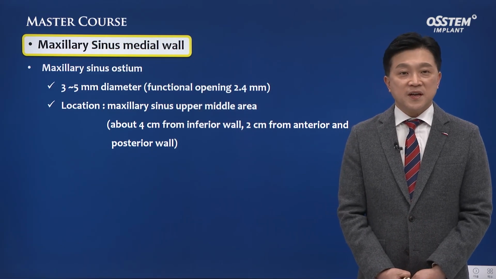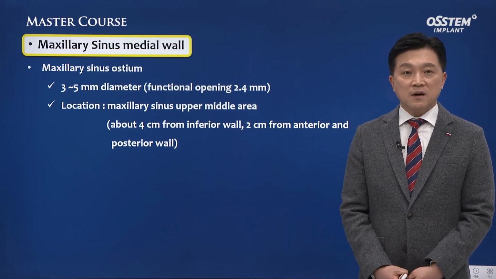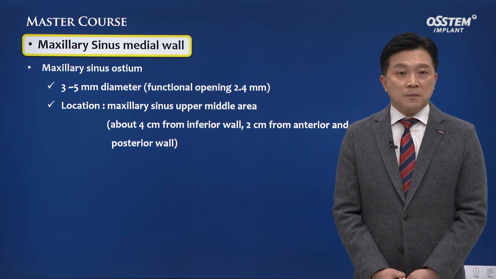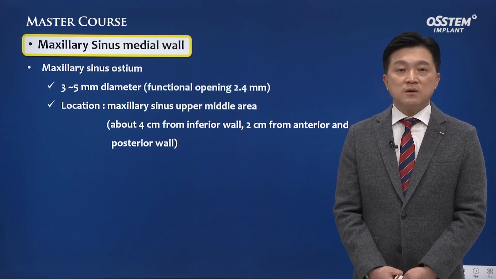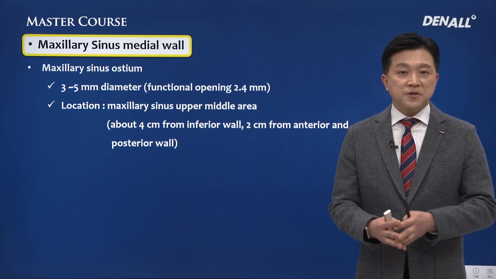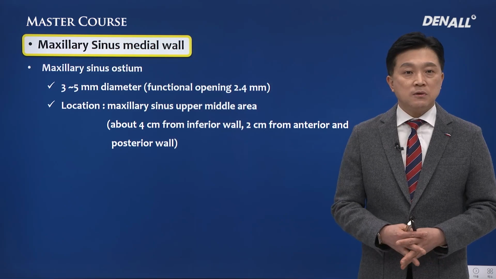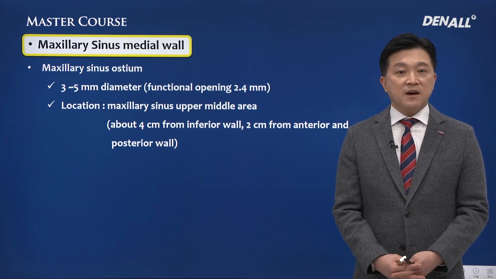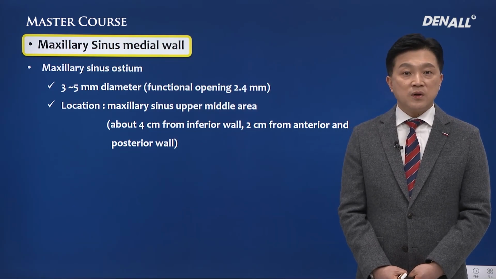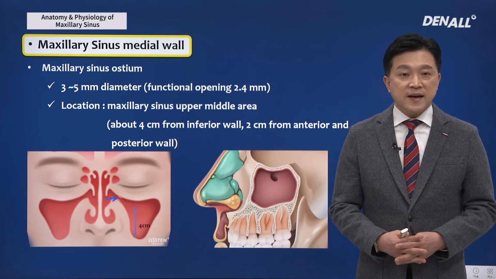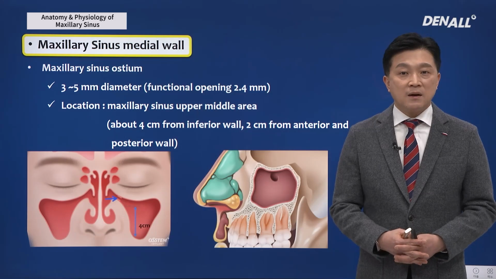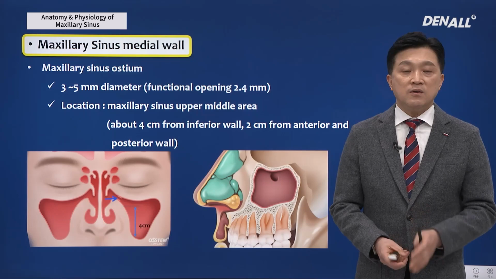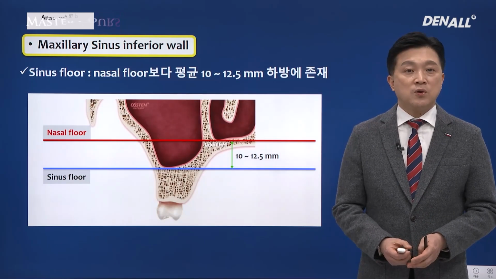Next, I want to talk about the medial wall of maxillary sinus. The notable structure here is maxillary ostium. This has about 3 to 5 millimeters of bony diameter, and the functional opening is about 2.4 millimeters. The position is in the upper middle area of the maxillary sinus. It is about 4 centimeters from the inferior wall and 2 centimeters from the anterior and posterior wall. So it's positioned in the middle area.